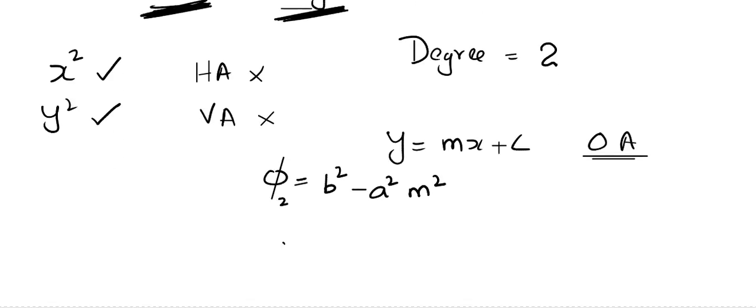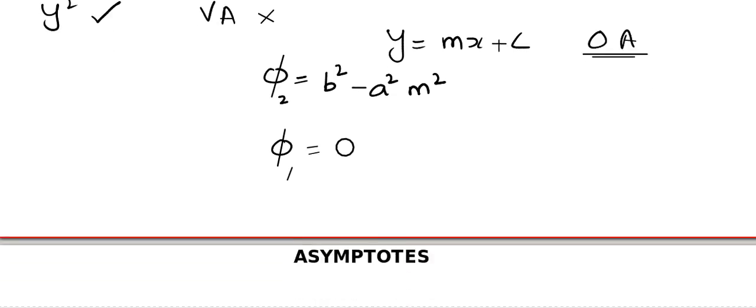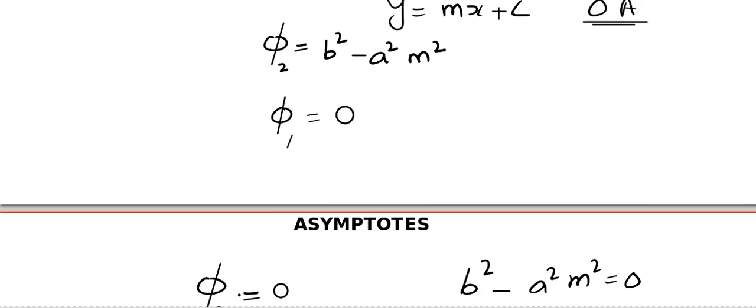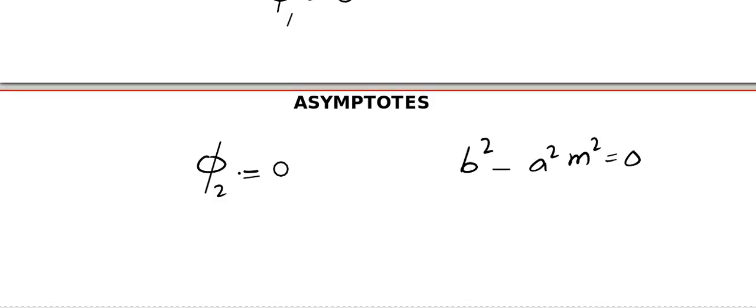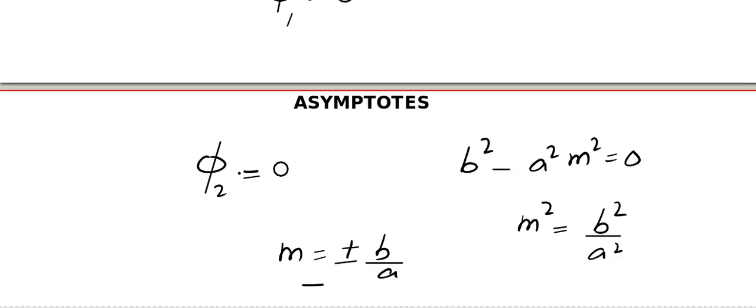So I am going to get b square minus a square into y equal to m. Now, phi 1 means degree 1 term. There is no degree 1 term, so 0. So that's it. Now we write the relations. What is the first equation? Phi 2 equal to 0. That is b square minus a square m square equal to 0. We just found phi 2, right? And that gives me m square is equal to b square by a square. So m is equal to plus or minus b by a.